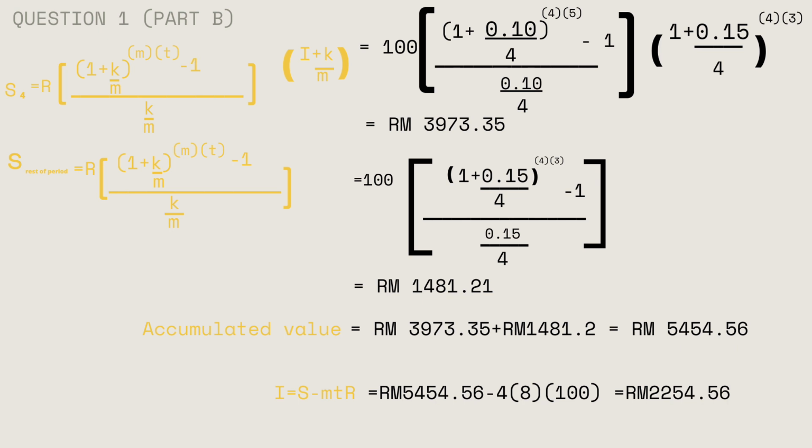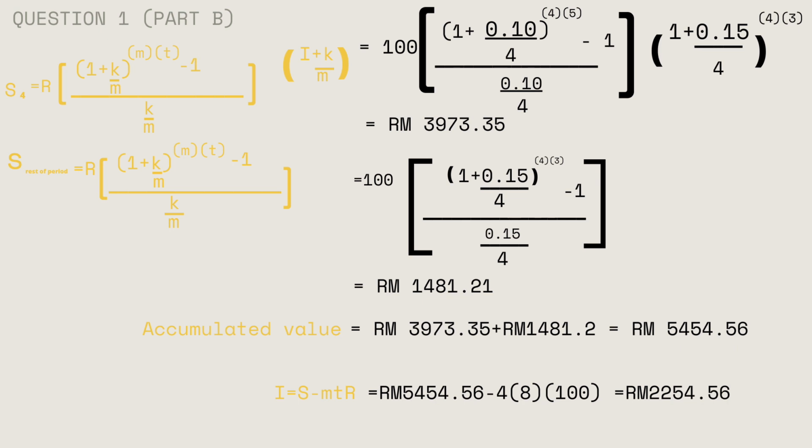S equals R times bracket 1 plus K over M bracket to the power of MT minus 1 divided by K over M bracket, times 1 plus K per M. And the working step would be 100 times bracket 1 plus 0.10 over 4 to the power of 4 times 5 minus 1 divided by 0.10 over 4 bracket, then times 1 plus 0.15 over 4 bracket to the power of 4 times 3 divided by 0.10 over 4, equals 3,970 ringgit and 35 cents.